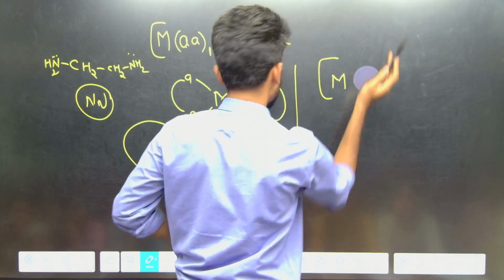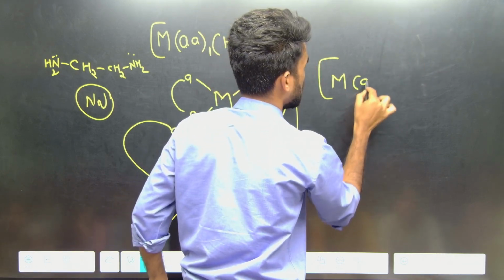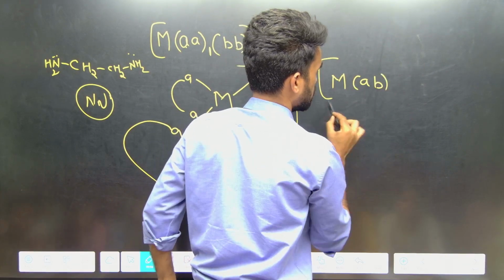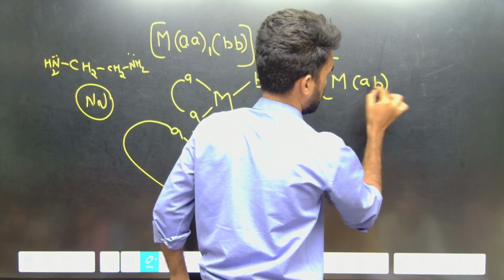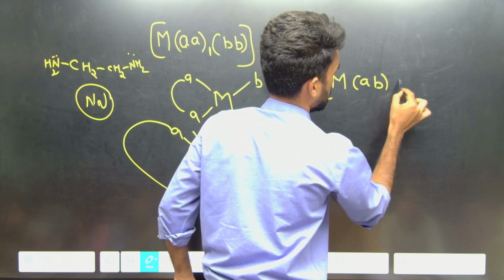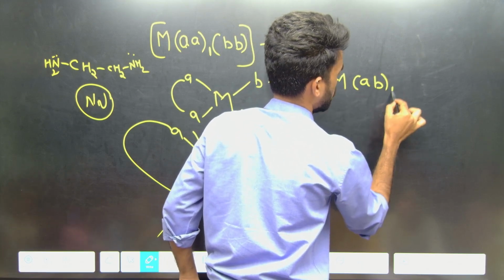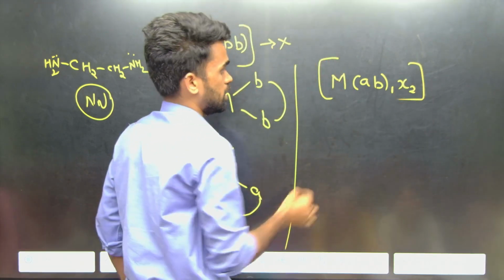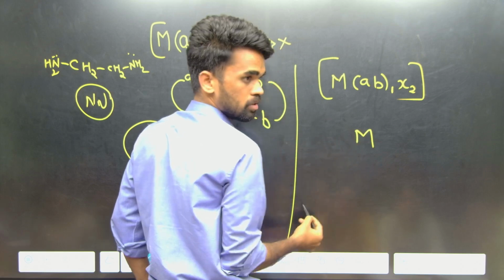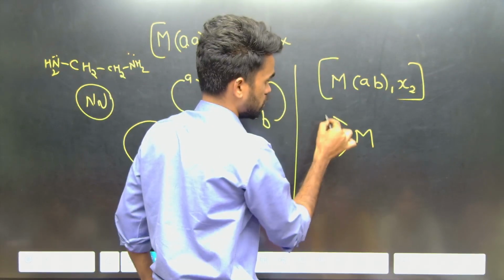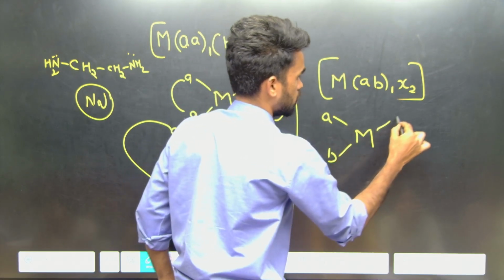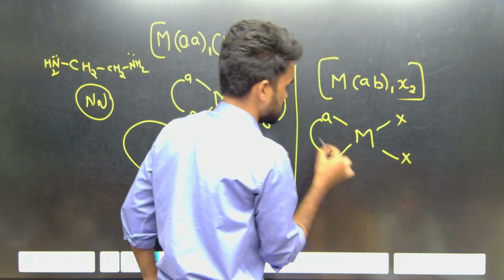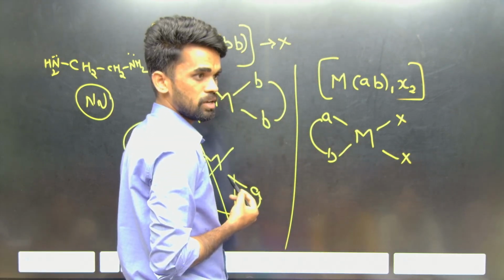Let us change in some other manner. So I am taking here AB, AB1 X2. Tell me here M, AB, XX. This is a chain. Is it possible here? Not possible.